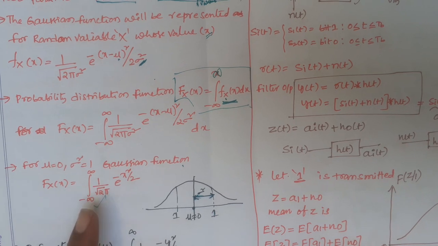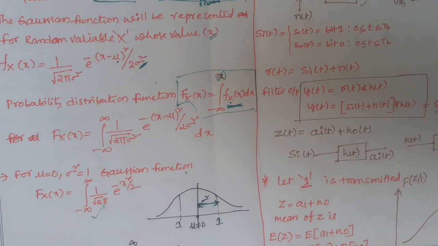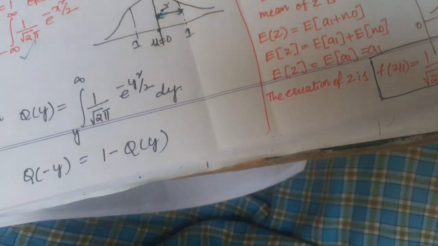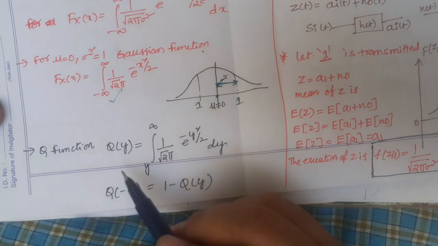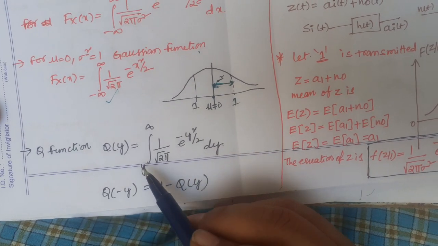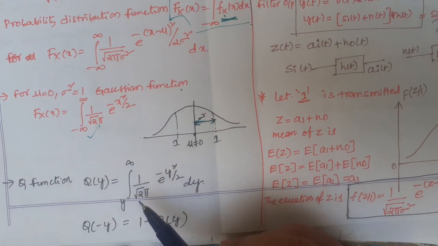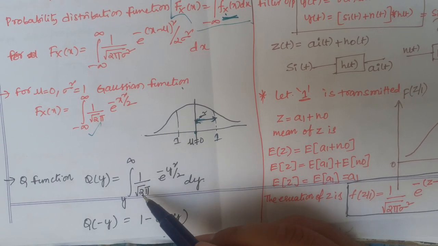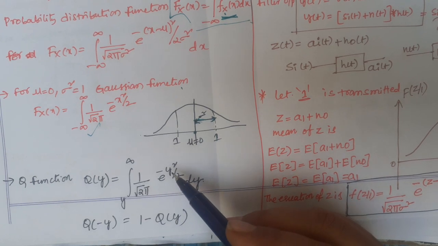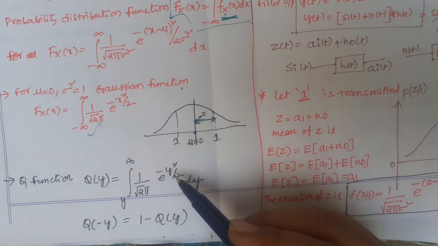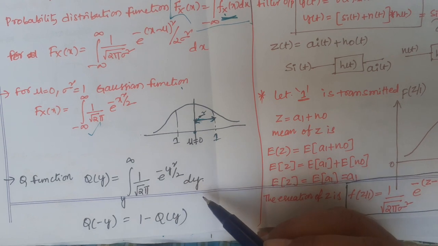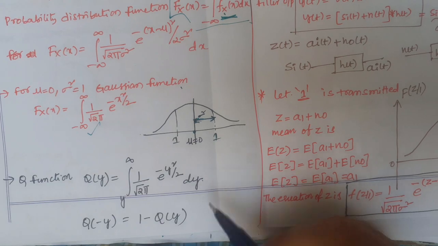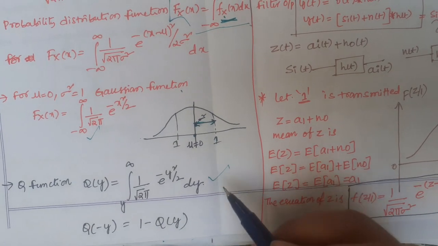Now I want to compare this function with the Q function. The Q function is represented as Q of y equal to the integral from y to infinity of 1 by square root of 2 pi, e power minus y square by 2 dy, where Q of minus y is equal to 1 minus Q of y. This is the mathematical equation of the Q function.